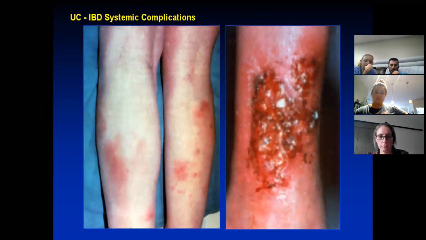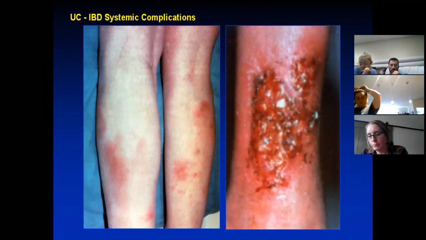These two pictures show erythema nodosum on the left, painful red bumps, most commonly on the lower extremities, seen more often in people with colonic disease and seen more often in women than in men. On the right, there's pyoderma gangrenosum, and this can be seen in either disease, a necrotic skin condition, again seen most commonly on the legs.